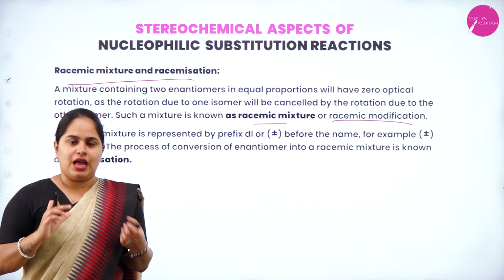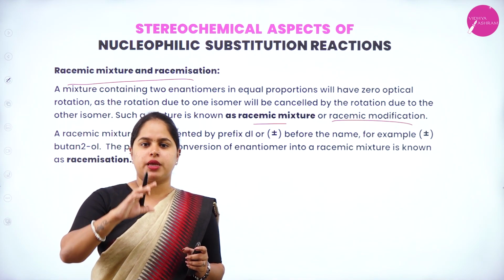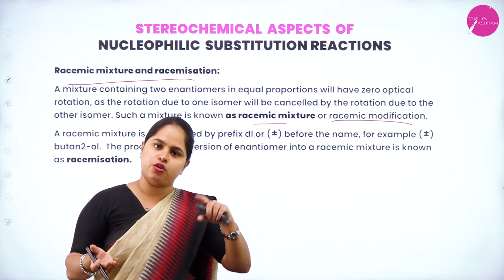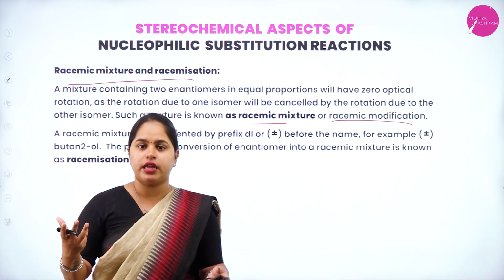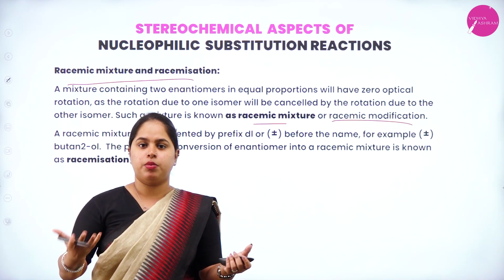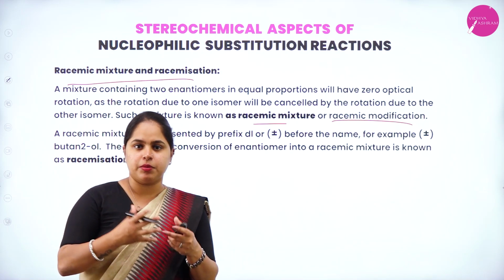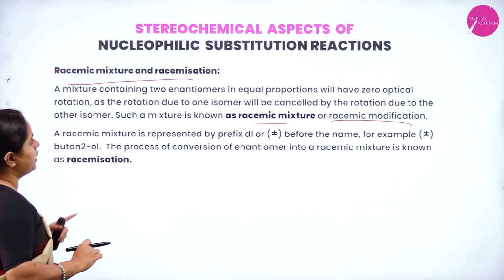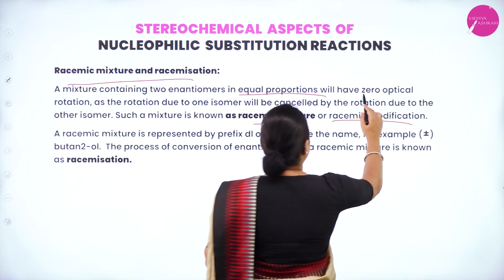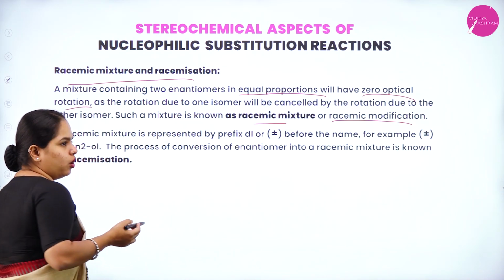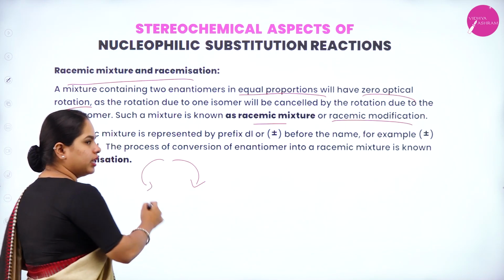So what does that mean? As I told you, what is an enantiomer? It's a pair in which one will rotate the plane polarized light towards the right, and one will rotate it towards the left. So if the dextrorotatory and levorotatory are present in equal amounts, let's say 50-50%, what will happen? Yes, the racemic mixture will be formed. It is a mixture containing 2 enantiomers in equal proportions, and it will have 0 optical rotation. Why 0 optical rotation? One will be rotating it towards the right, another one will be rotating it towards the left, means what?